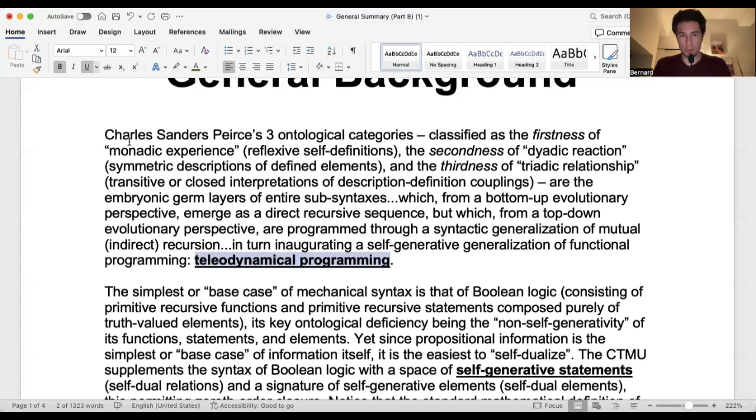We're interpreting the defined elements and their description as a model, as a proto-model, a kind of minimal model of existence, where existence is defined definitionally and descriptively. Those are the embryonic germ layers of entire subsyntaxes, which, from a bottom-up evolutionary perspective, emerge as a direct recursive sequence in the context of imperative or procedural programming, but which, from a top-down evolutionary perspective, are programmed through a syntactic generalization of mutual recursion, which in turn inaugurates a generalization of functional programming, which is teleodynamical programming, or teleodynamic programming, however you want to say it.